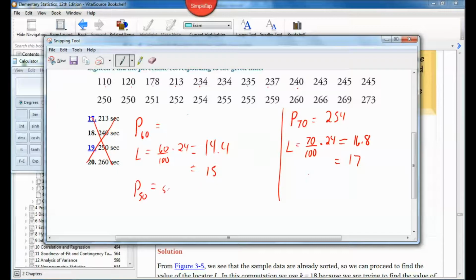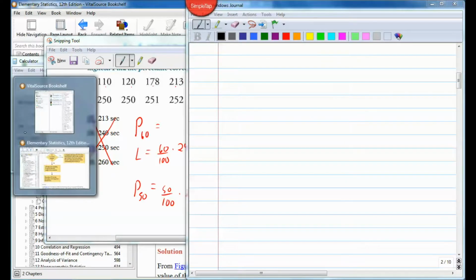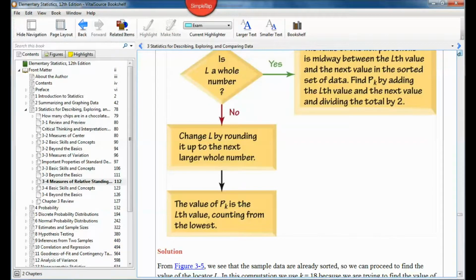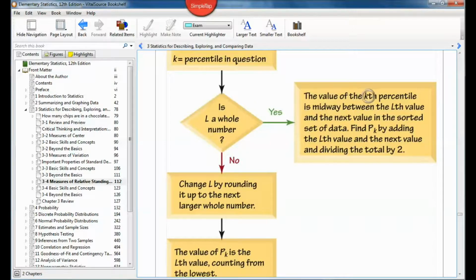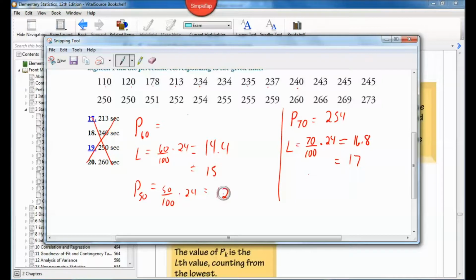All right. So it's going to be 50 divided by 100 times 24, or 12. When you get a whole number like that, our table says, if you get a whole number, the value of the kth percentile is midway between the nth value and the next value. So we're going to take the 12th value and the 13th value, add them together, 250 and 245, and divide by 2.